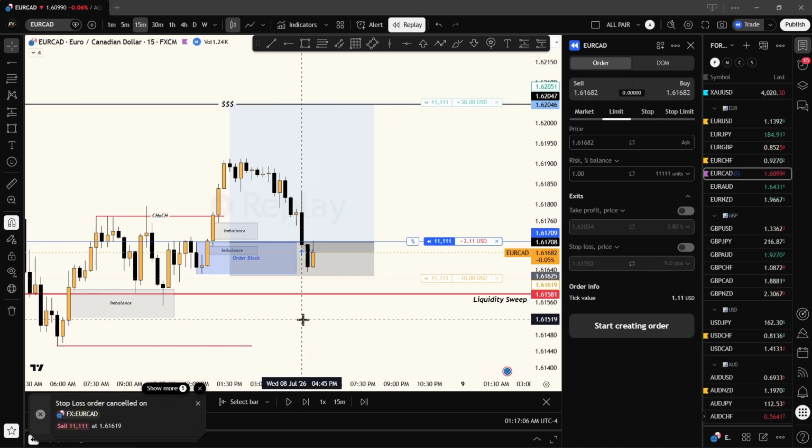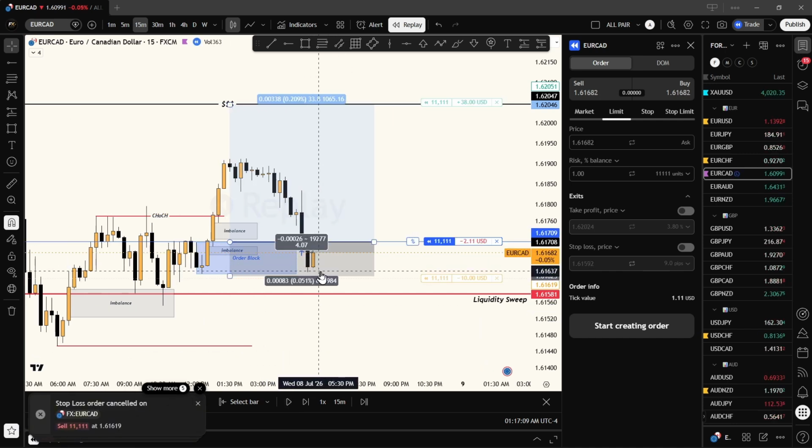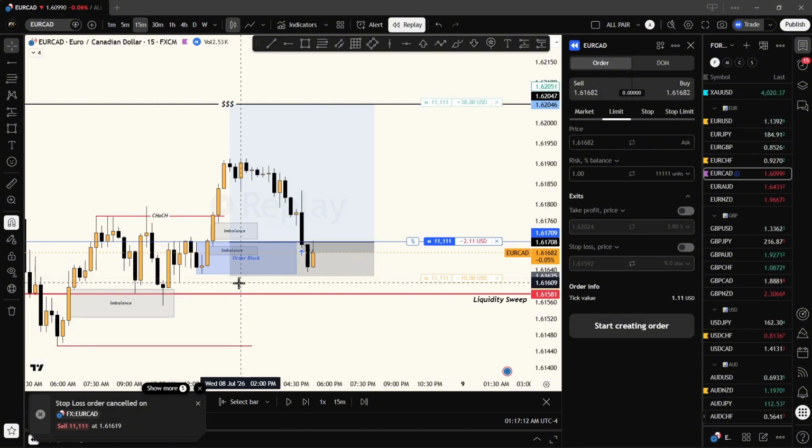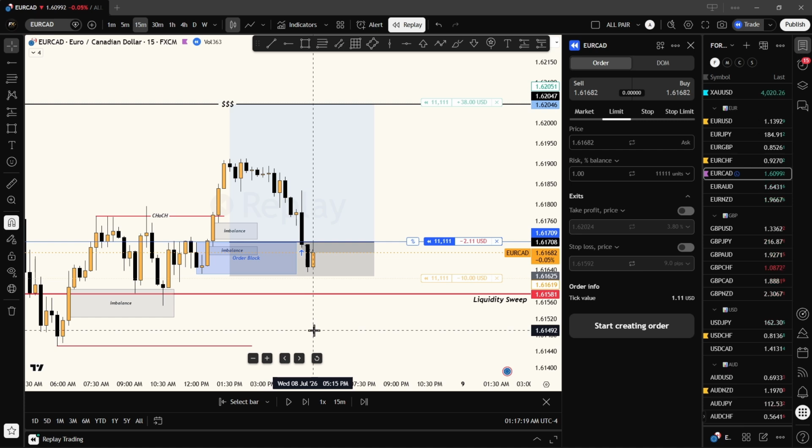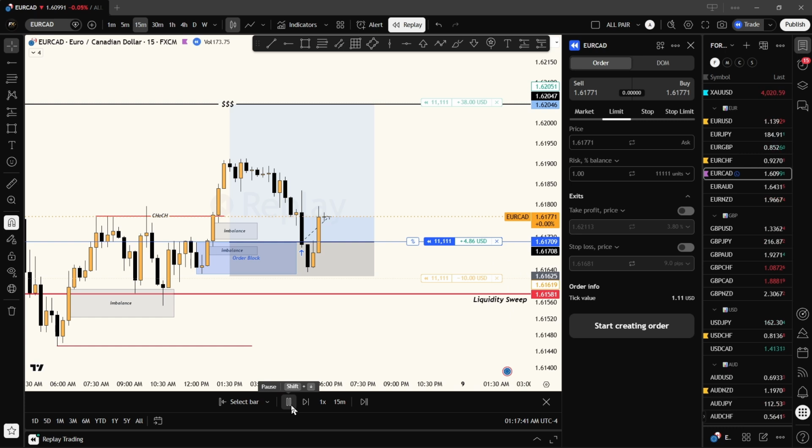As you can see, our buy order has been triggered and price has retraced deeply into the zone. It came very close to our stop loss, but the trade remains valid since the stop loss is still intact. After coming very close to our stop loss, buyers stepped back in and price started moving higher once again. This is a great example of why patience is so important.